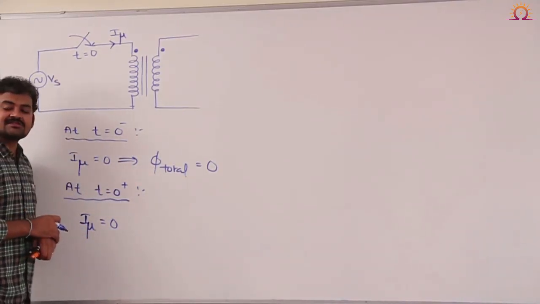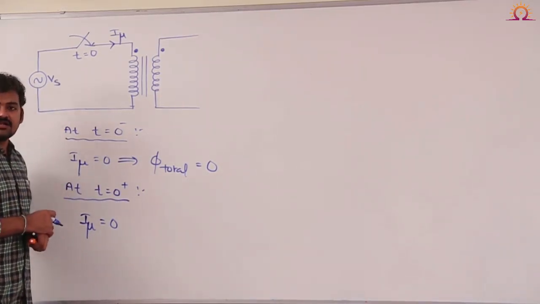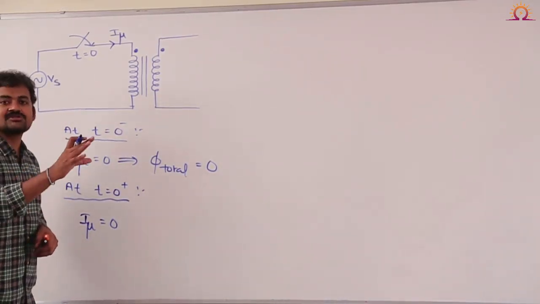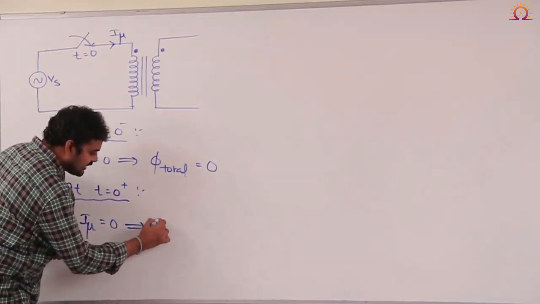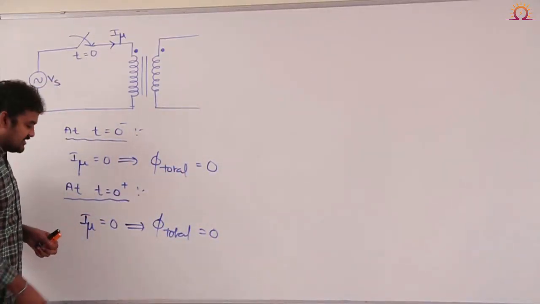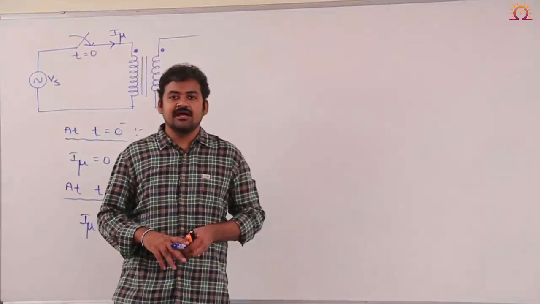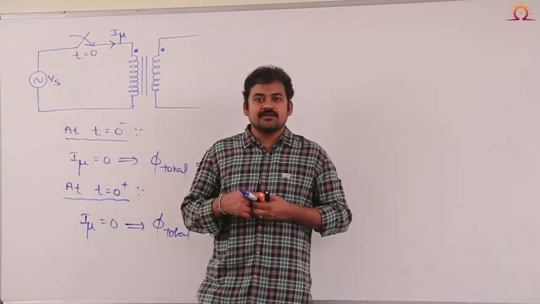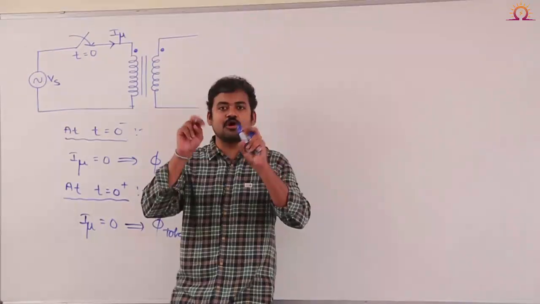Why magnetizing current does not change suddenly? Because transformer is a highly inductive circuit. It does not allow sudden change in current. If a magnetizing current is still 0, can I say the total flux in the transformer is also equal to 0? This is permanently or at the time of switching? At the time of switching. Am I right? But we know one thing. The total magnetizing current has how many components in it? Two components.